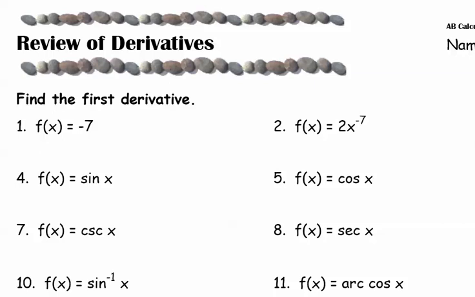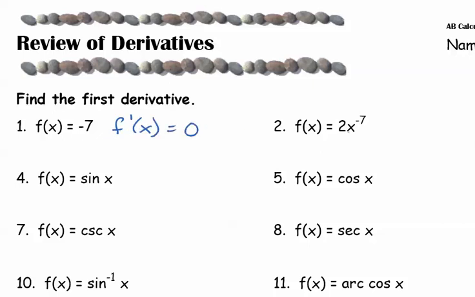A quick review of all of our derivative rules and formulas. So you should try these first on the worksheet and then come back and check your answers. So we know the derivative of a constant is 0.